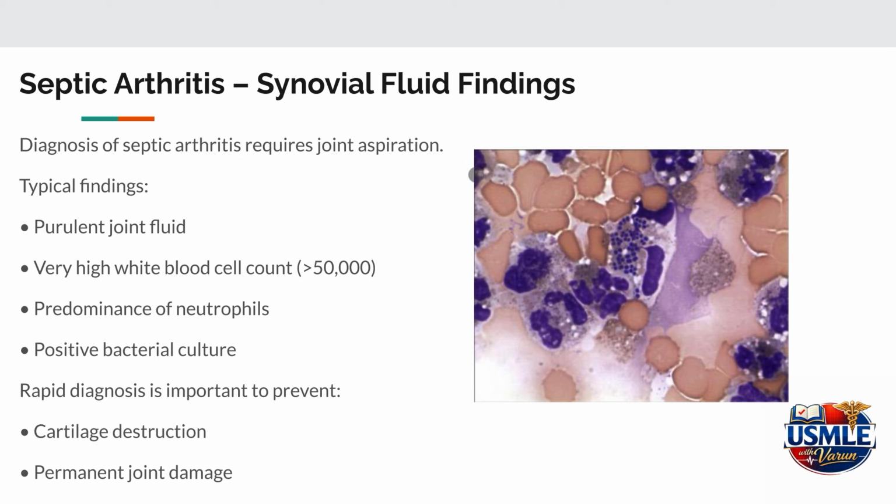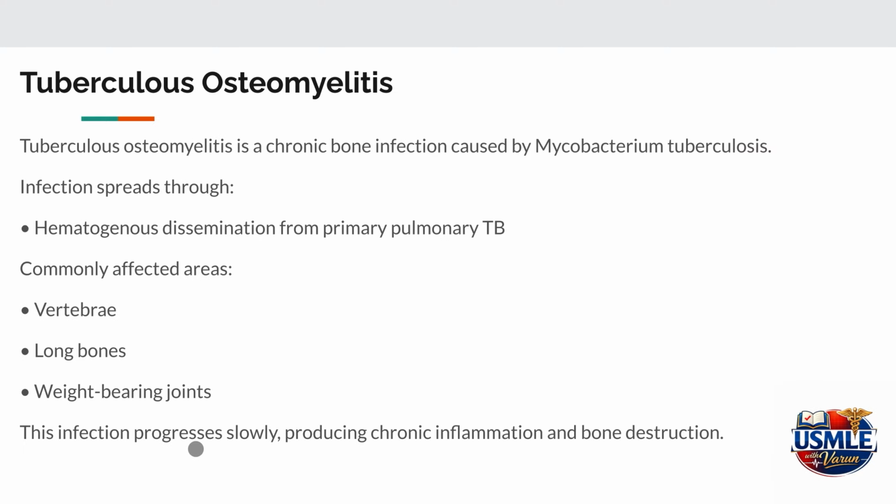The synovial fluid in septic arthritis is typically purulent or cloudy. Laboratory analysis shows a very high white blood cell count, often greater than 50,000 cells per microliter, with a predominance of neutrophils. Bacterial culture may help us identify the causative organism. Because septic arthritis can rapidly destroy the joint cartilage, early diagnosis and treatment with antibiotics and joint drainage are really essential.